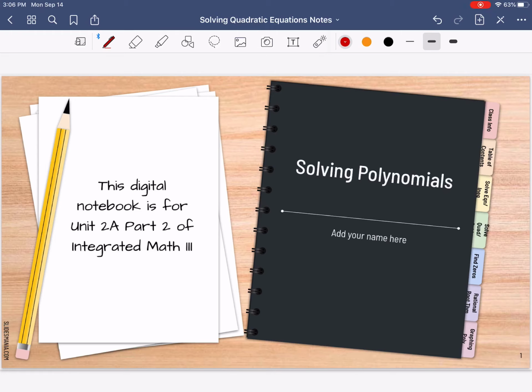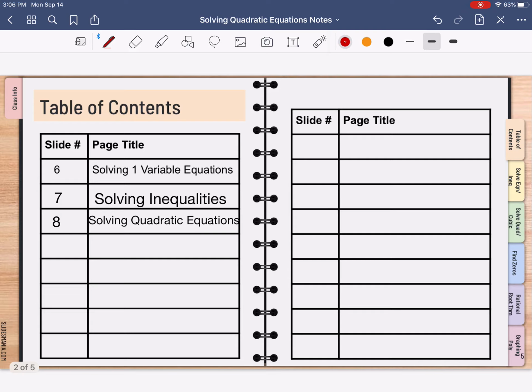Alright, ladies and gentlemen, these are our notes about solving quadratic equations. So you can go ahead and add your name on the front if you haven't yet done so, and fill in your table of contents. This is going to go on slide 8, solving quadratic equations.